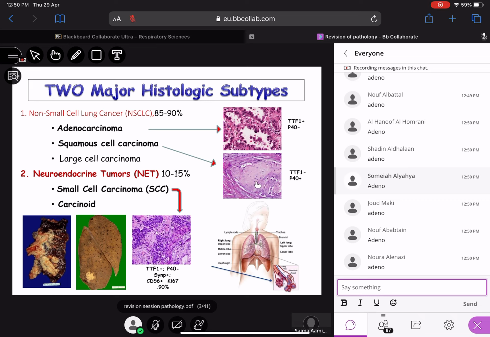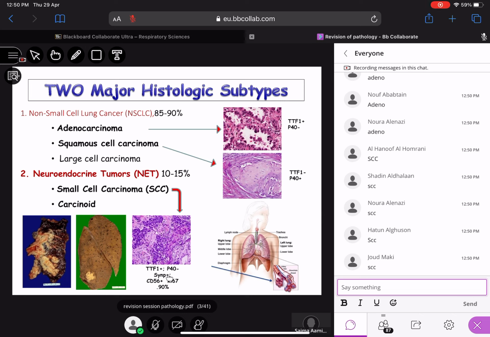What about this one? TTF1 negative and P40 is positive? Yes, it is squamous cell. You have keratin pearls, atypical squamous cells, and P40 positivity. P40 is the same as P63, so it indicates squamous cell carcinoma.